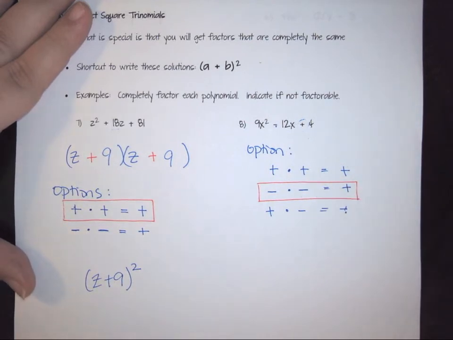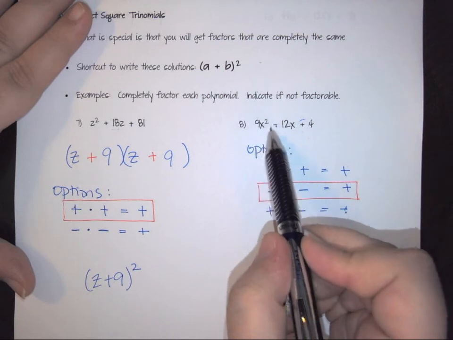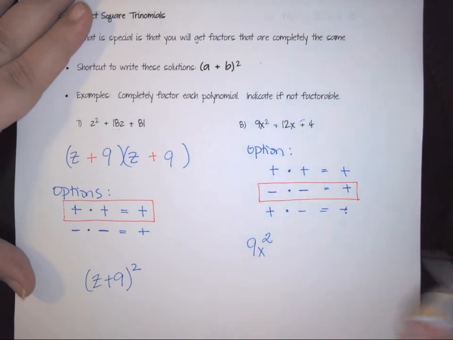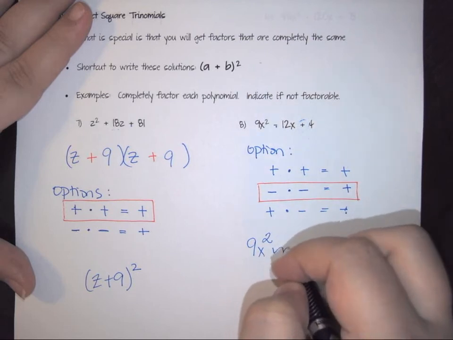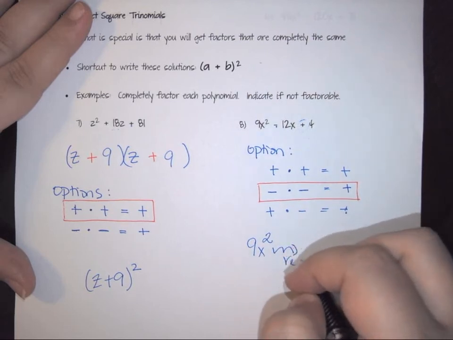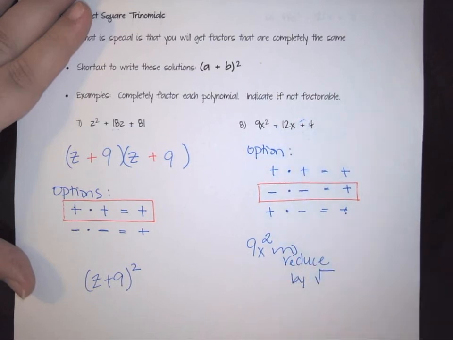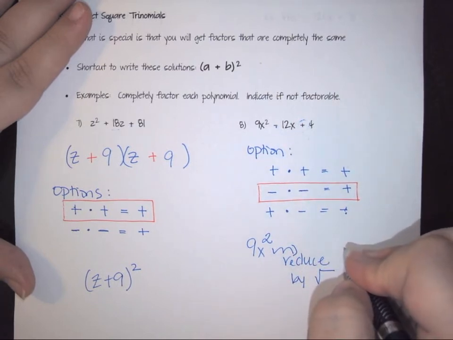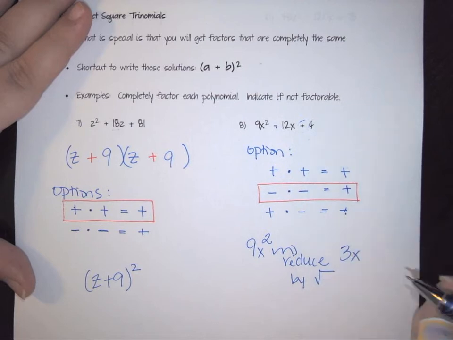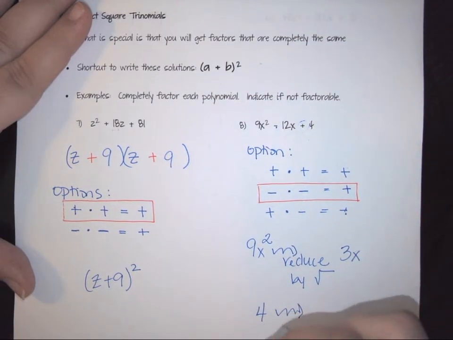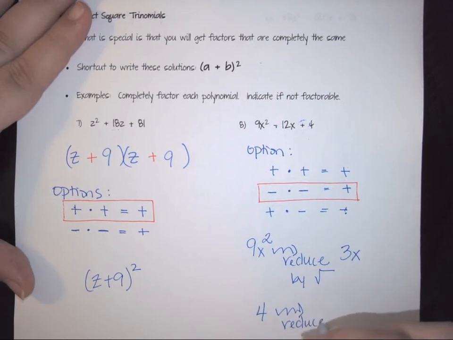Now here, once we figure out what it was, we can simply look. We have 9x squared. So when we reduce this by the square root, we're going to end up with getting a 3x. And then we have a 4, which again, when we reduce by taking the square root, you end up with a 2.